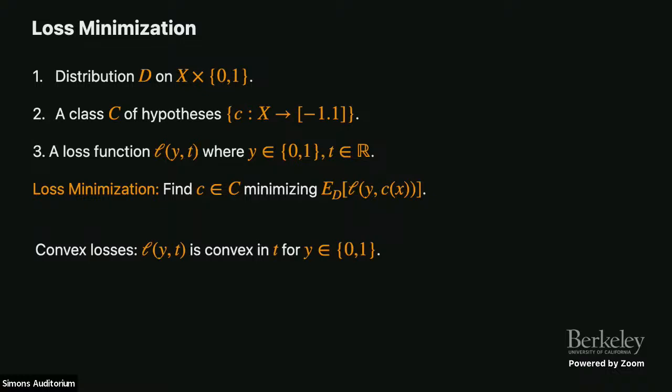A particularly important class of losses are convex losses. So what are convex losses? These are loss functions where for every fixing of y, which means for y equals 0 and y equals 1, what you get is a convex function in terms of this parameter t. If the loss is convex and your set of predictors is also convex, then loss minimization is provably a tractable problem.